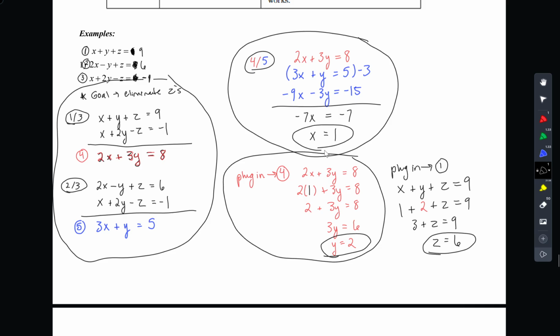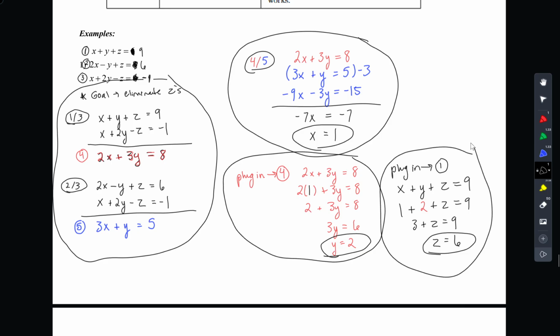If you get into hardcore math, this is a 3D coordinate plane where they all intersect in 3D space. Yeah, x, y, z axes. Wild, hey? So anyway, 1, 2, and 6 are the answers.